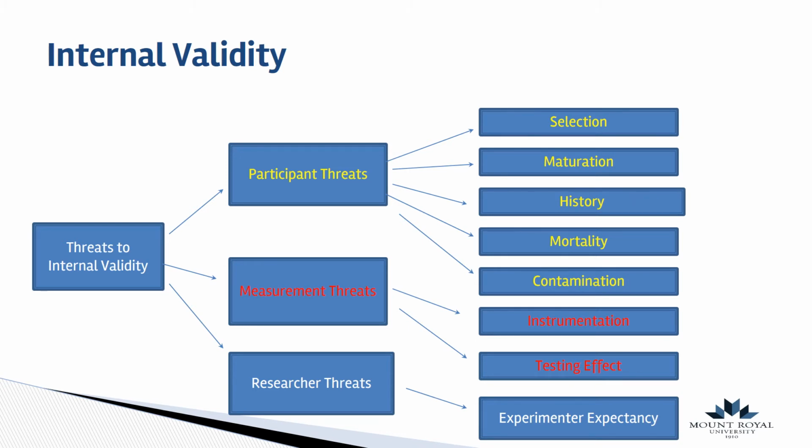And then the last one is researcher threats, experimenter expectancy. So this is where the experimenter behavior can impact causal logic. So the researcher wants it to work, so you somehow influence your participants to make it work.